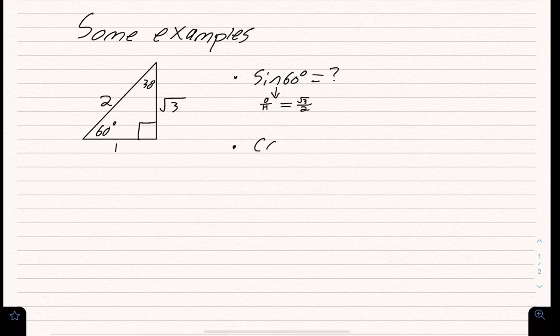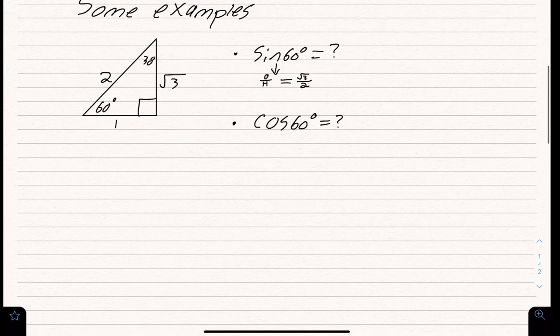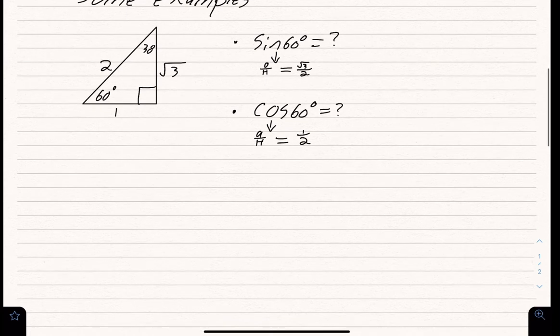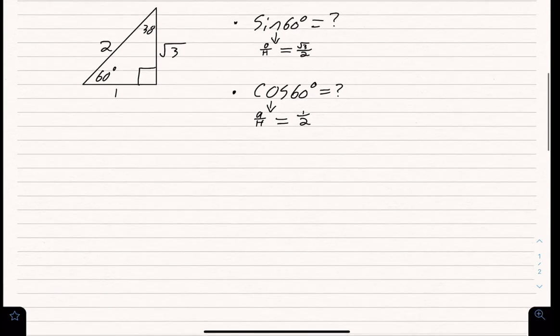Let's now try cos of 60 degrees. Again, I would like for you to try this on your own before you just listen to me go over it. So pause the video if you'd like to try it. We know that cos is going to be the adjacent over the hypotenuse. So what is adjacent to 60 degrees? That would be 1. And the hypotenuse was 2. So we get 1 over 2, a half. See, it's not so bad. It's just breaking it down into more doable pieces.